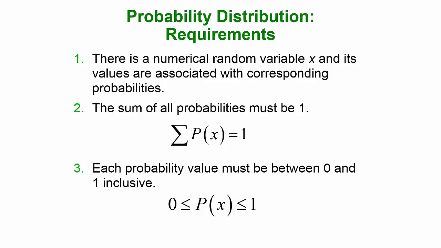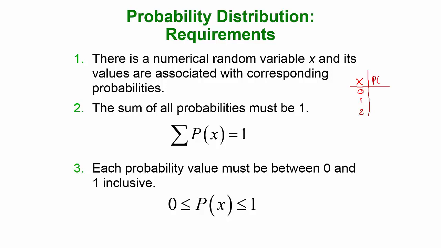So here are the requirements for a probability distribution. There is a numerical random variable x, and its values are associated with corresponding probabilities. So when we set this up, we have a table generally where we have x, and x has to be numerical. So we can't have categories here for x. You can have numbers associated with x.